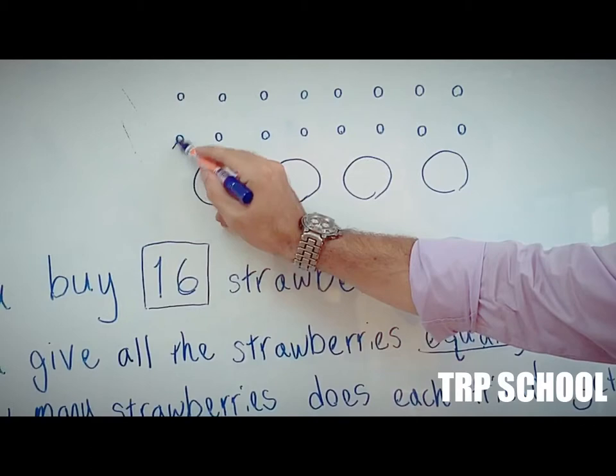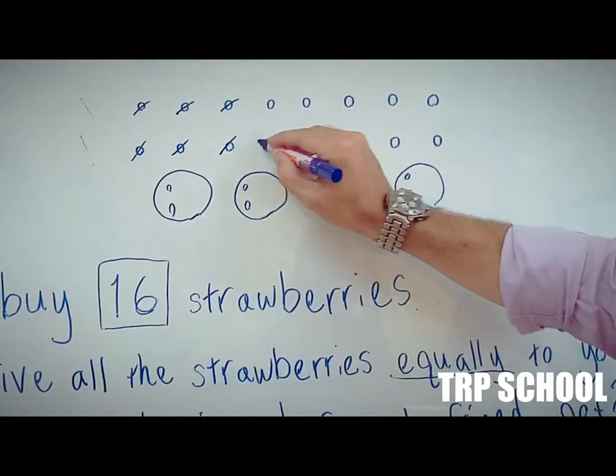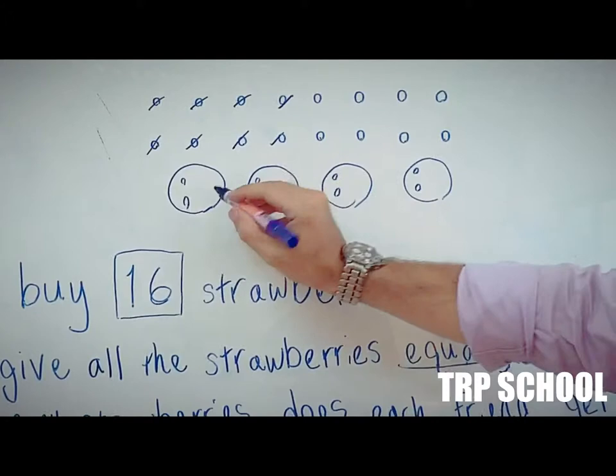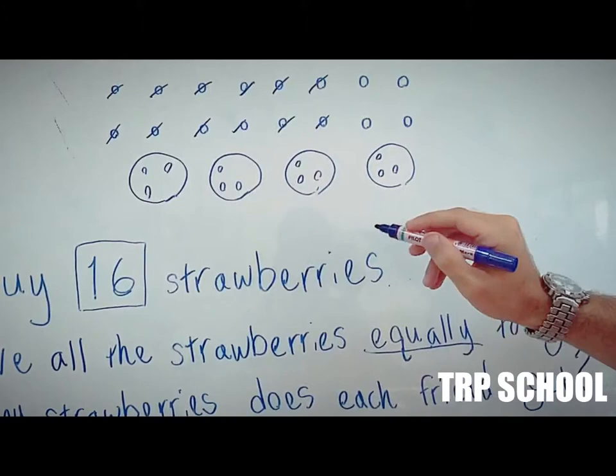1, 2. 1, 2. 1, 2. Okay, I still have some more groups of 2 here. So I'm gonna put another 1 into each bag and see if I have more left over. 1, check. 1, check. 1, check. And 1. Okay, so I have 4 left over.